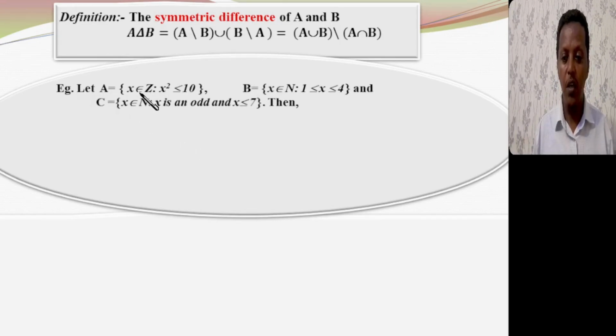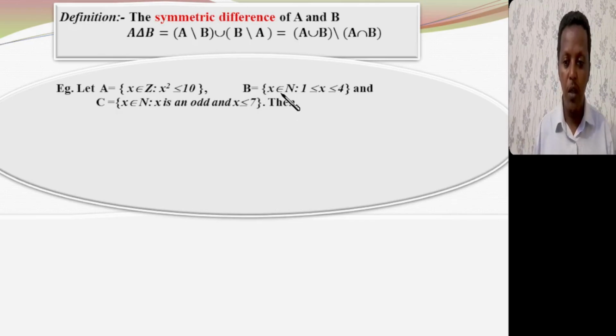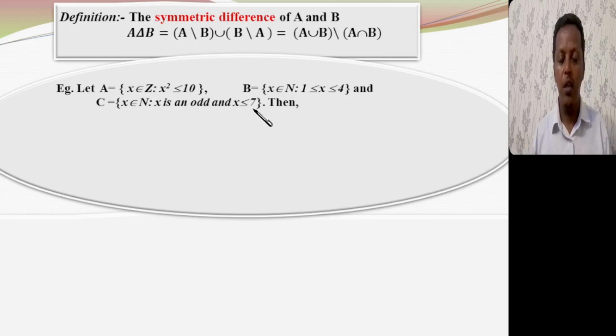Consider set A, integers where x squared is less than or equal to 10, and B, natural numbers between 1 and 4, including 1 and including 4, and C, natural numbers which are odd and less than or equal to 7.